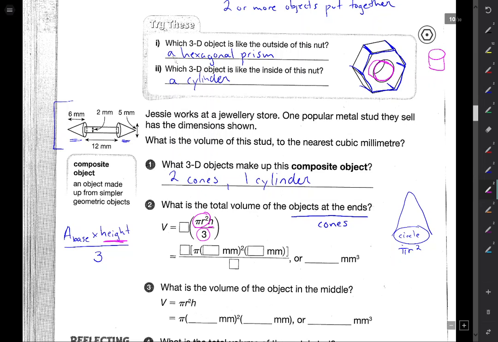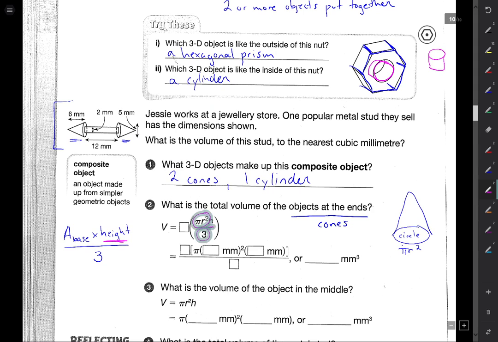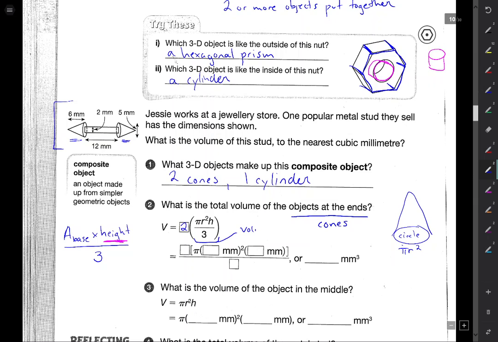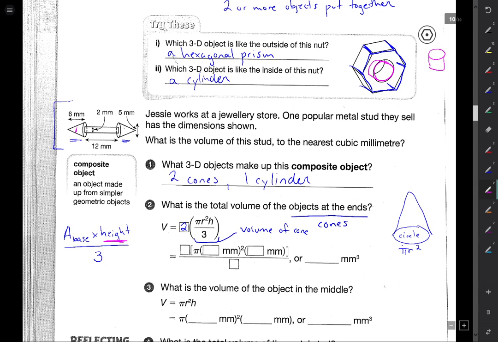But in this composite object, there are 2 cones. So we're going to have to find the volume of one of them and then times it by 2. That's what this blank is for. So we're going to find the volume of cone, and then we're multiplying it by 2 because there are 2 of them on our composite object. 1, 2. So again, I'm going to write the number 2.